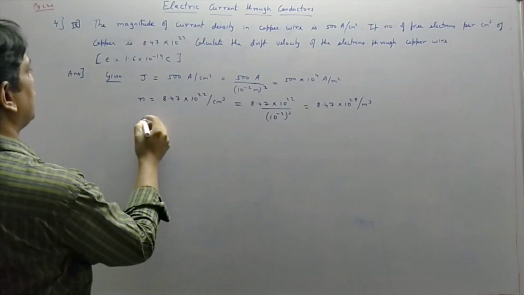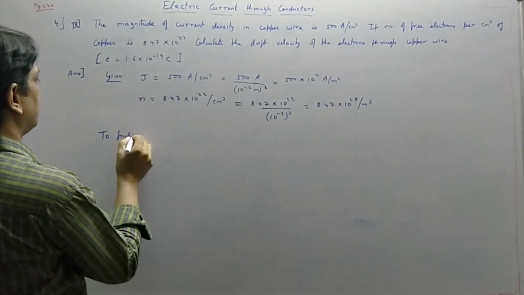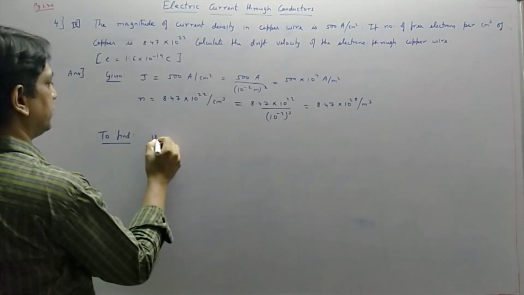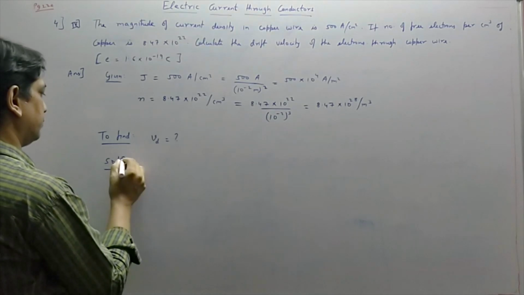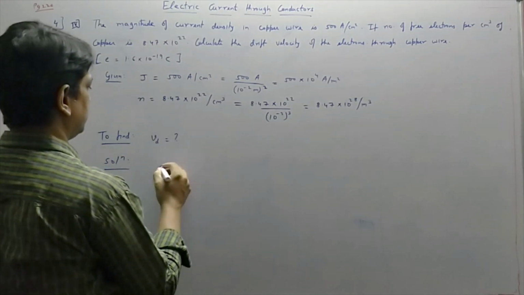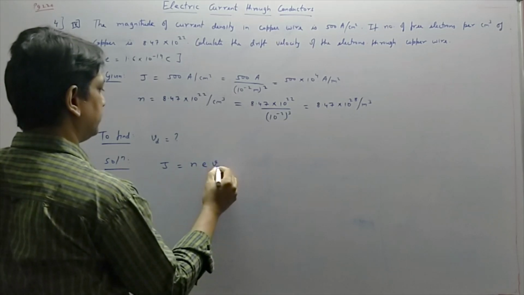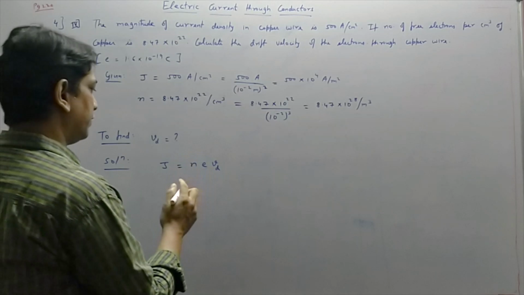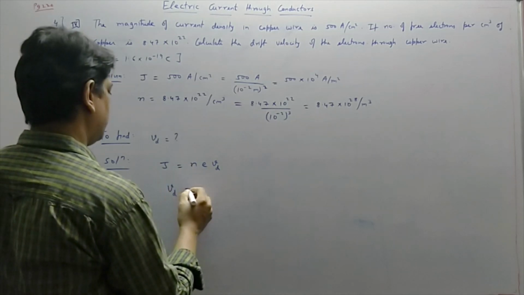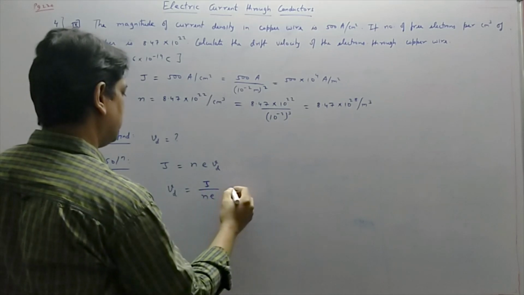Moreover, the charge of an electron is given to you. We have to find the drift velocity, that is VD. Solution: what is the formula for drift velocity? We write J is nevd. We should know this formula; we have proved this formula, current density in terms of drift velocity. So VD is current density divided by number of electrons into charge of one electron.